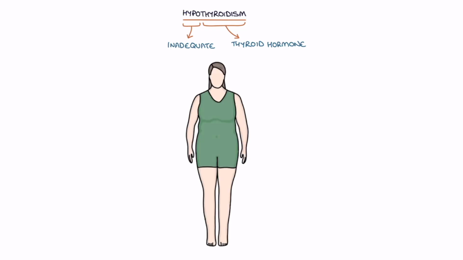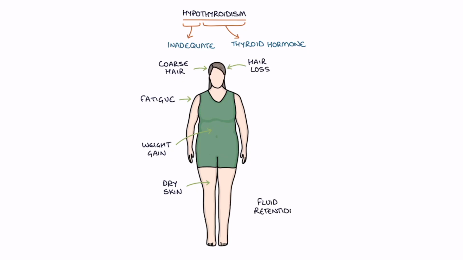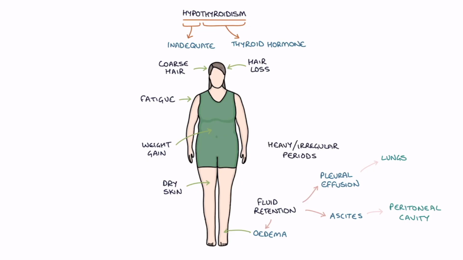Hypothyroidism causes symptoms of weight gain, fatigue, dry skin, coarse hair, hair loss, fluid retention, including edema, which is fluid under the skin, pleural effusions, which is fluid collecting in the lungs, and ascites, which is fluid in the peritoneal cavity in the abdomen, heavy or irregular periods, and constipation.